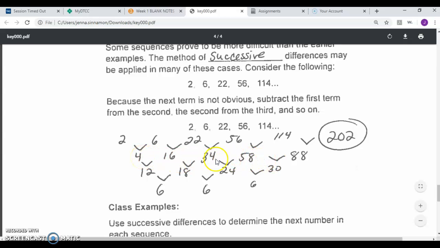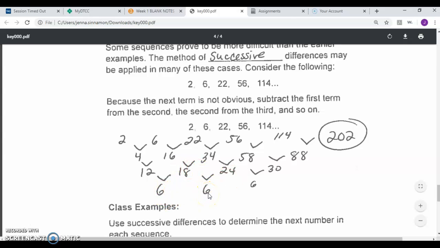Now, these numbers are not the same. The goal is to get that bottom branch to be the same number. So then I'm going to subtract these neighbors. 4 and 16 is 12. 16 and 34 is 18. 34 and 58 is 24. These three numbers are still not the same. I'm going to go one more time, and I end up with 6s. Those numbers are the same.